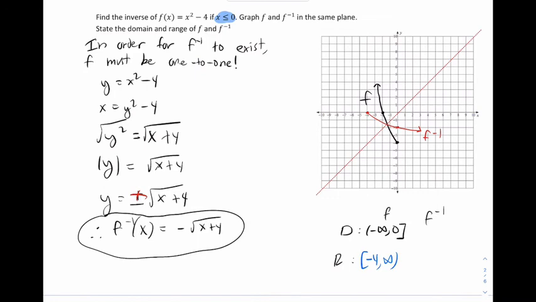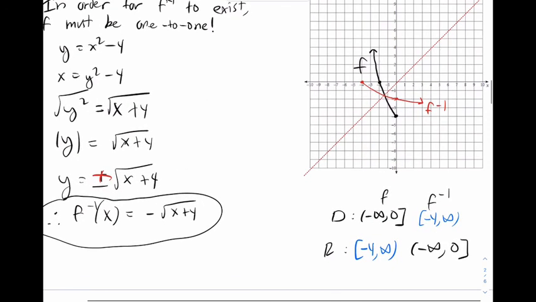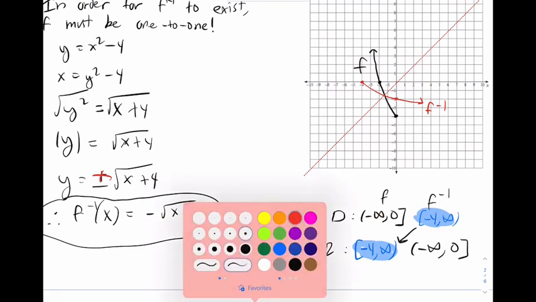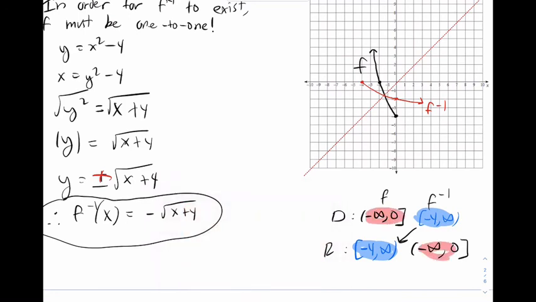And now, look at the inverse function, this red one. Look at the domain. That's -4 to infinity. I'm going to do that in blue as well. And then, look at the range of the red. That would be negative infinity to 0. I did that in that color because you might notice something. Notice how these are the same. And notice how these are the same. So that's pretty crazy.